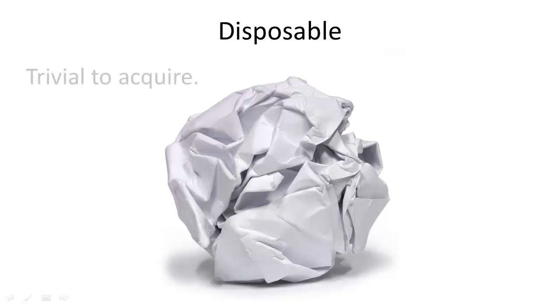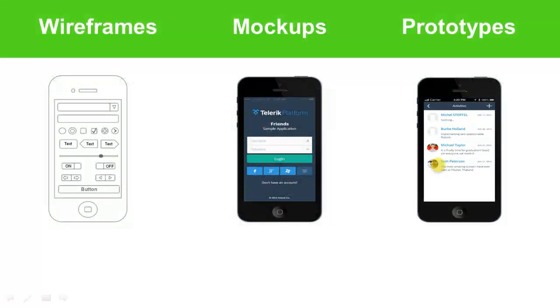And we'll do that through disposable iterations of our idea and our mobile app. And this word disposable is important. Disposability implies that it's trivial to acquire and absolutely painless to lose. It's this quality, particularly in the beginning stages, that makes it easy for us to pivot in new directions. So as it relates to mobile apps, what I'm talking about here is wireframes, mockups, and prototypes.